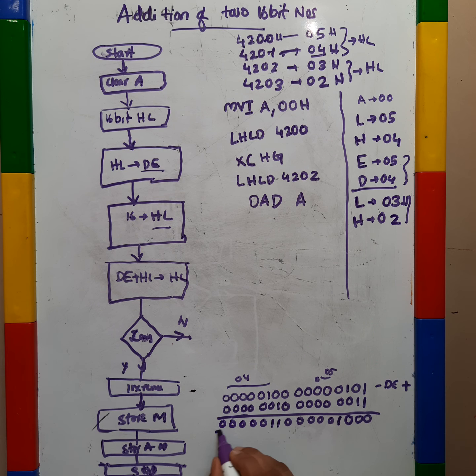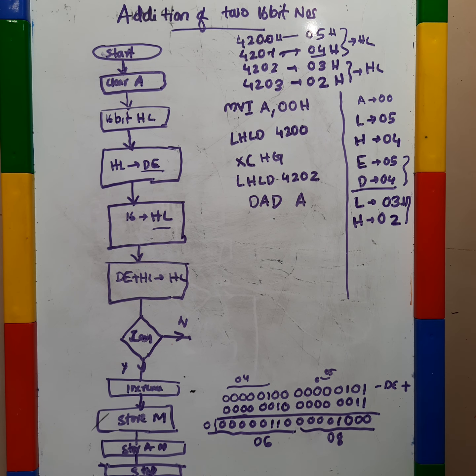Okay, that means this is the data. This is one 16-bit data and this is another 16-bit data. This represents 08 and this represents 06. Okay, and here this is the 15th bit. Now this 16th bit will be 0. There is no carry, so the carry flag will be in reset condition.